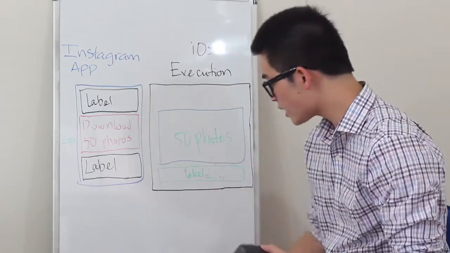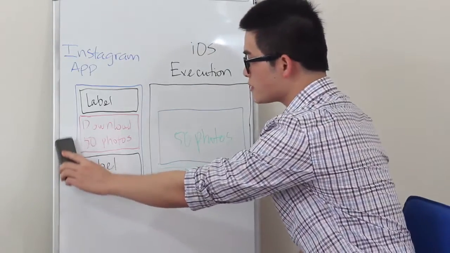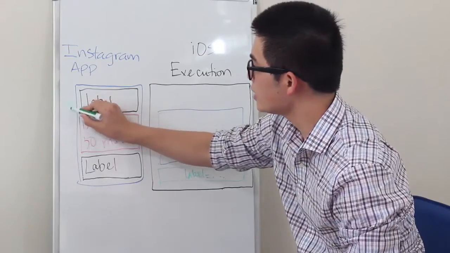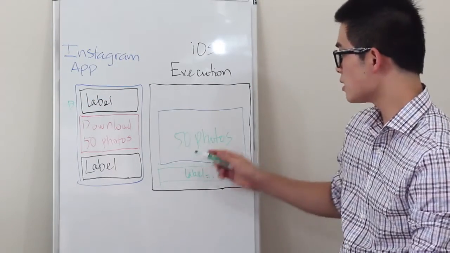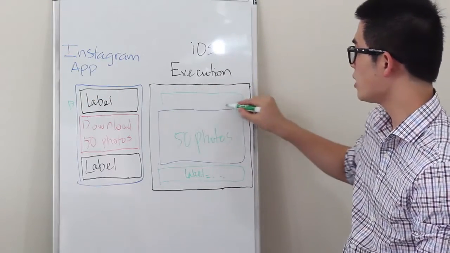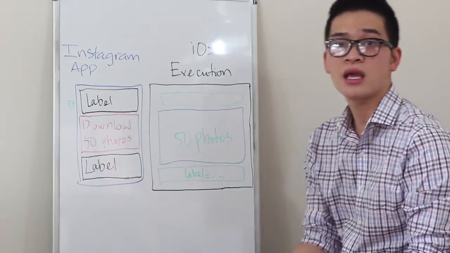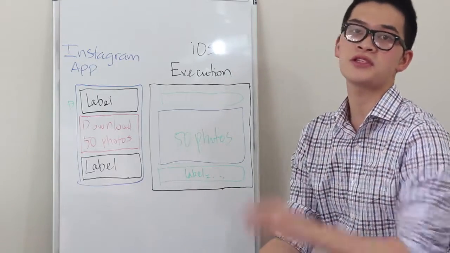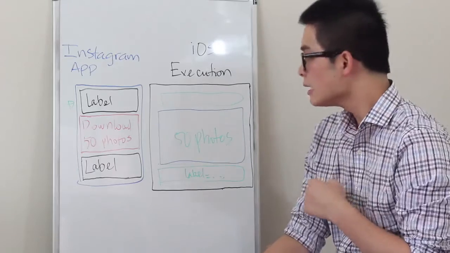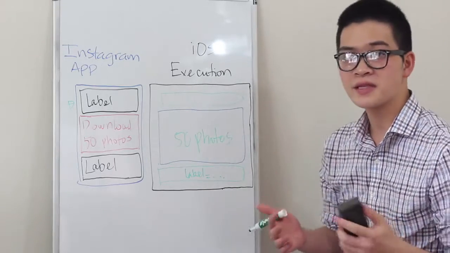When we are done with downloading 50 photos, we come back to our label. So we will do our label right here. It may be very fast because we do it locally, just changing the text of the label. All right, so this makes sense, right?